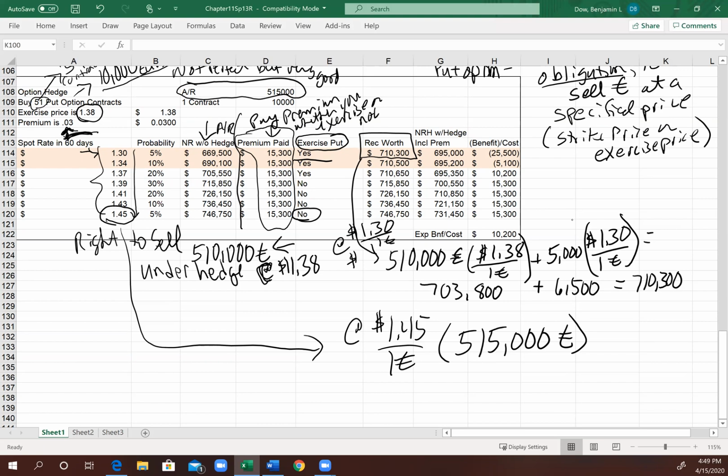It's kind of like buying car insurance and not having a wreck. Nothing happens. Except in this case, it's all right because if the euro strengthens, then our receivables are worth 746,750. And we end up collecting more than what we expected. But remember, if we hedge, this isn't the amount we receive on a net basis, because remember up front, we had to pay a premium. So we're going to have to subtract out the 15,300.